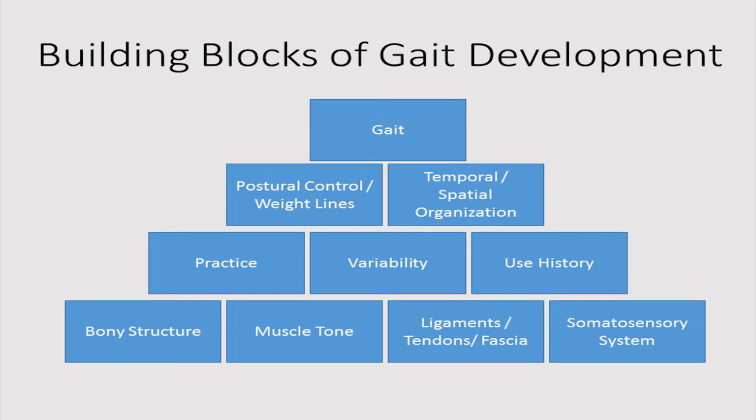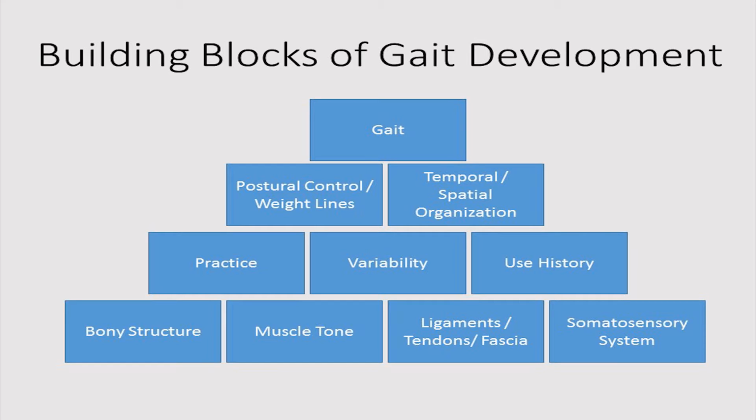Now, as we talk about this, we're going to move up the pyramid, but we can also relay this down the pyramid. Once a child's walking, we can take a look at how they control their posture, what their weight lines are, have they had proper practice, variability, and use history, and then also taking a look at that bottom row and what do those structures look like. And we can change either going up or down this pyramid.